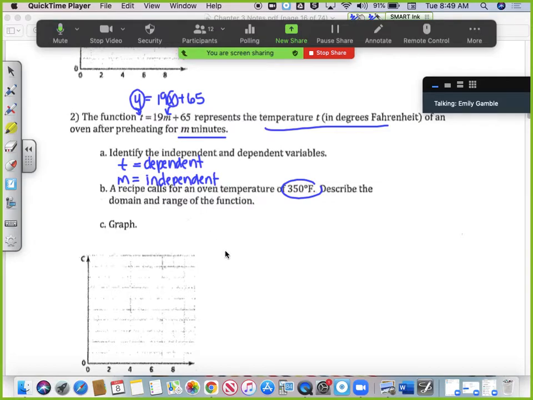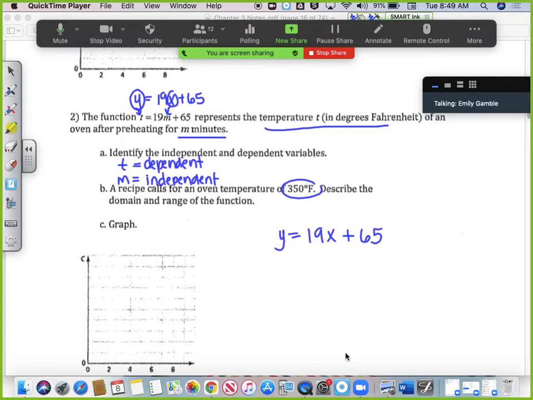And then letter B says, a recipe calls for an oven temperature to be 350. Describe the domain and range of the function. Okay, so it's telling us that the recipe calls for the temperature of the oven to be 350 degrees, and it wants us to find the domain and range of the function so we can graph it.